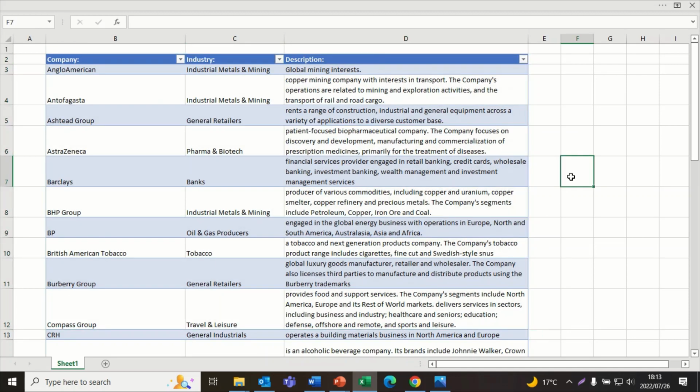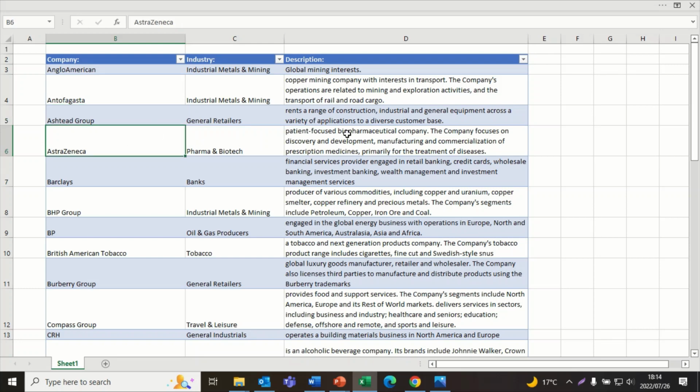Feel free to pause on any one of them if you want to take a bit of a closer look, but we're going to go through them in alphabetical order. So first off is Anglo American. We know them in the mining industry. Antofagasta, which is also copper mining and interest in transport. The Ashtead Group, which rents a range of construction, industrial, and general equipment.